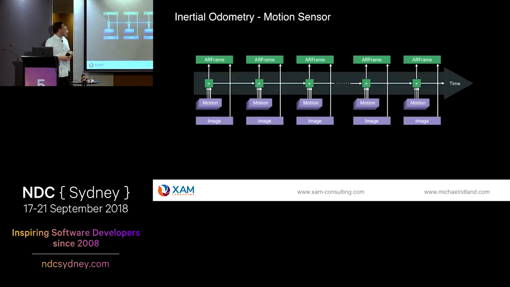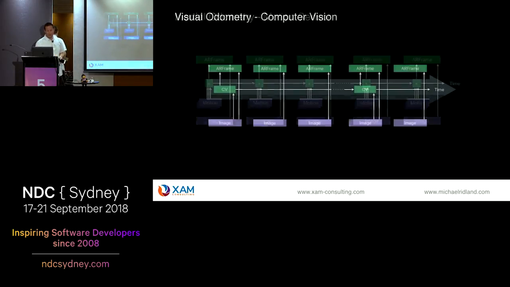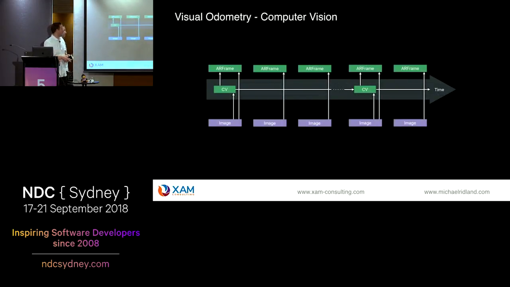ARKit uses the motion sensor. This is called inertial odometry. As the motions of the device come through, ARKit is doing all the calculations on that. It also does visual odometry, which is basically taking images coming from the camera. It does this because the processing on images is a lot slower than it can be on the raw data that comes from the other sensors. You can see that it's actually skipping frames.